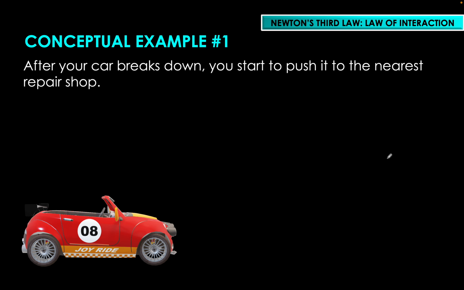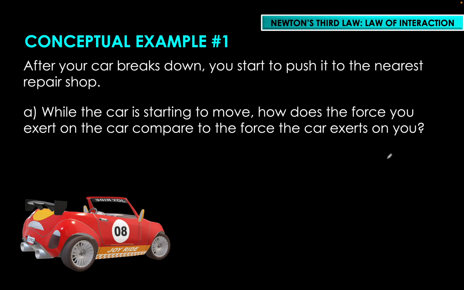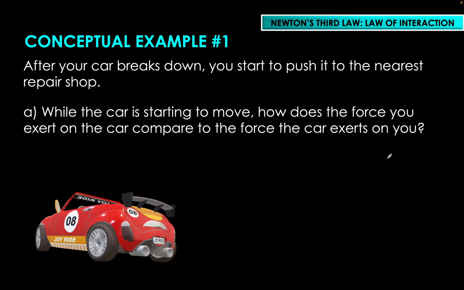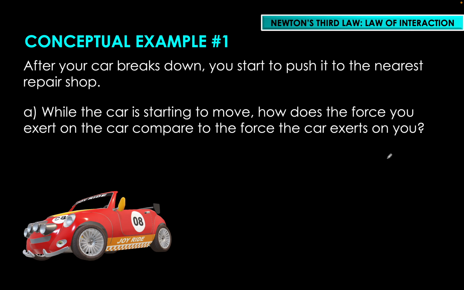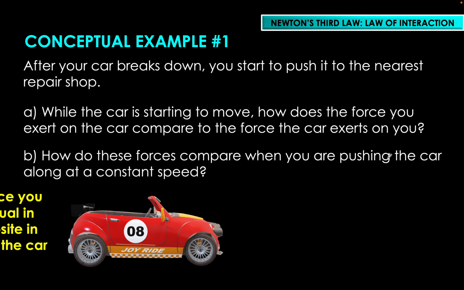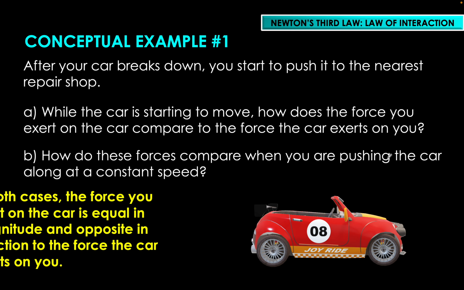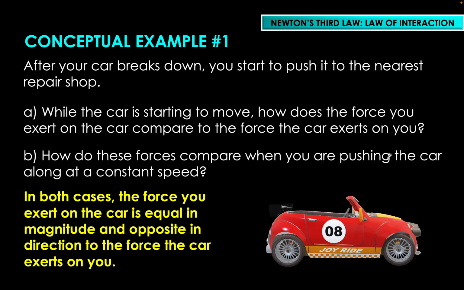Okay, so for conceptual example number one, I think we've had enough of action-reaction pairs, but for conceptual examples, let's have this first one. It says here, after your car breaks down, you start to push it to the nearest repair shop. So the question is, while the car is starting to move, how does the force you exert on the car compare to the force that the car exerts on you? And for the second question, how do these forces compare when you are pushing the car along at a constant speed? Well, the answer for both questions is that the force you exert on the car is equal in magnitude and opposite in direction to the force that the car exerts on you, okay?